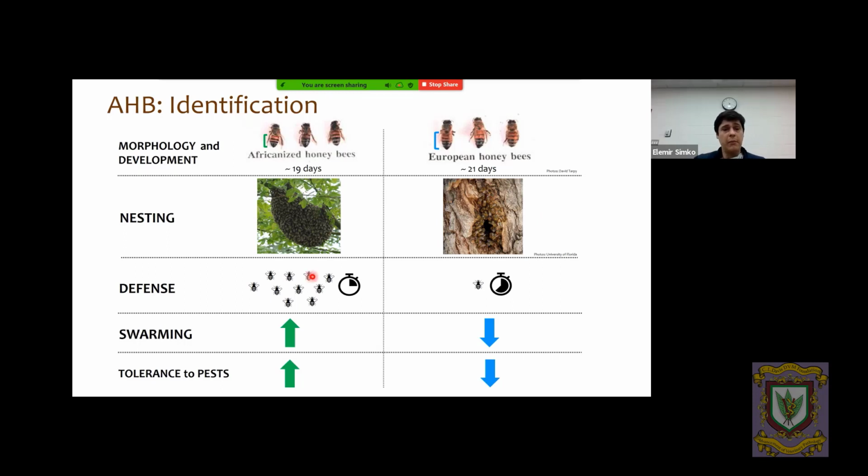Defense, which is probably the most remarkable difference of those bees. When it comes to Africanized bees, they are less tolerant to disturbances. And when they are facing a potential invader, they will react quicker, and they will mobilize many more bees, 10 times more bees into the defense of the nest. Africanized bees also swarm and abscond more frequently.